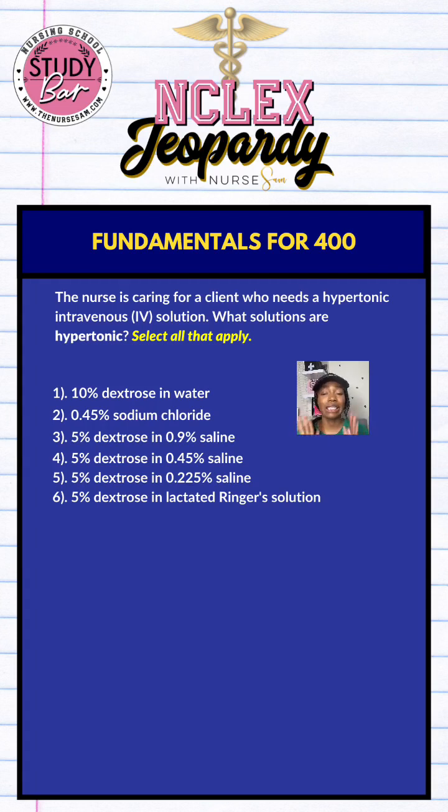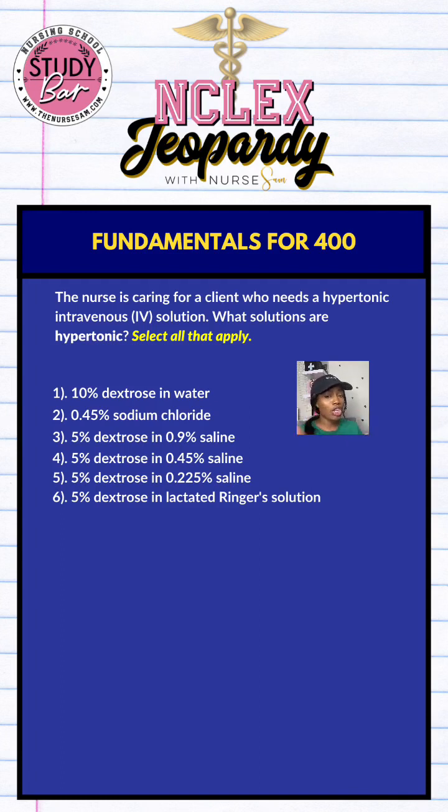This is a select all that apply question, so you know what that means. It can be as little as one of the available options or as many as all of them. Here we have 6 answer choices, so it can be as much as all 6.